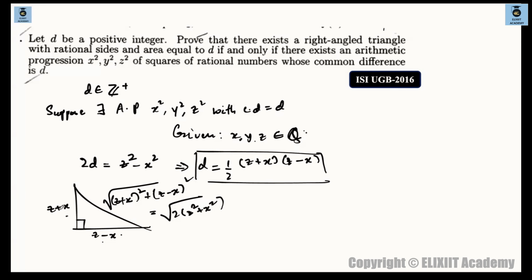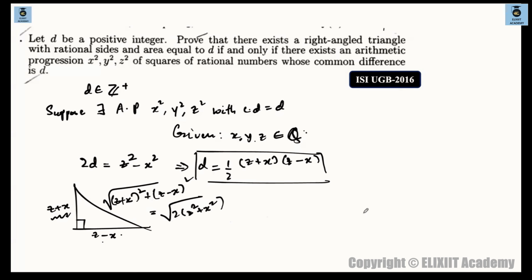Prove that Z plus X is definitely rational because we have considered X, Y, Z to be rationals. Okay, we have considered X, Y, Z to be rational. So Z plus X is definitely rational. Z minus X is also rational. We have to prove that the hypotenuse is rational. And that will happen because root over of 2 times of Z square plus X square. Now look from here at Z square plus X square.